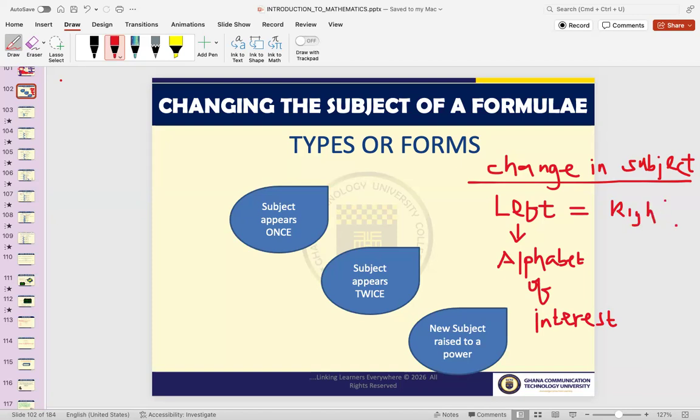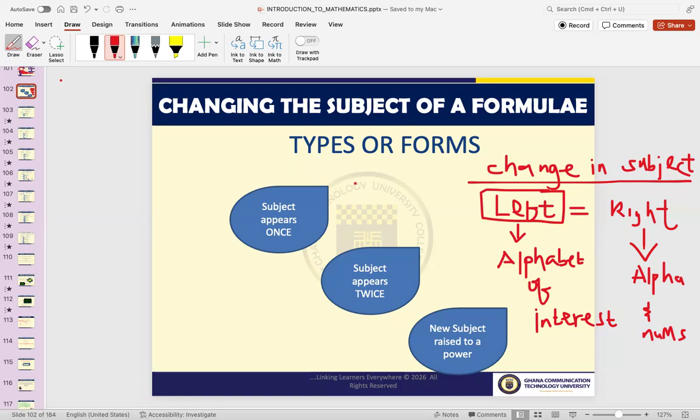So that is the technique we are going to use. All other alphabets, and then possibly all others like numbers, will also be on the right-hand side. And then the subject of interest will always be on the left-hand side of the equation.